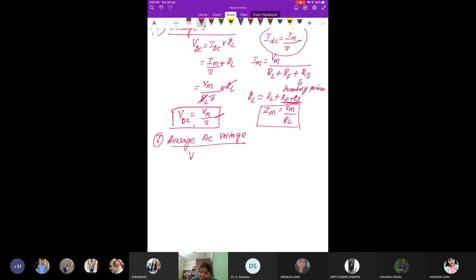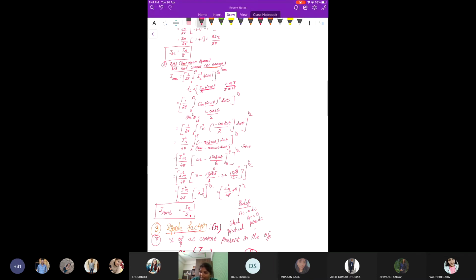Next we are going to measure the average AC voltage. VRMS is equal to the same thing, IRMS into RL. Already we have calculated the IRMS value, which is Im by 2. You can easily remember why we are getting 2 here: in the output we are not going to conduct a full cycle, we will get only the half cycle. That's why we are getting Im by 2. Already I explained why.